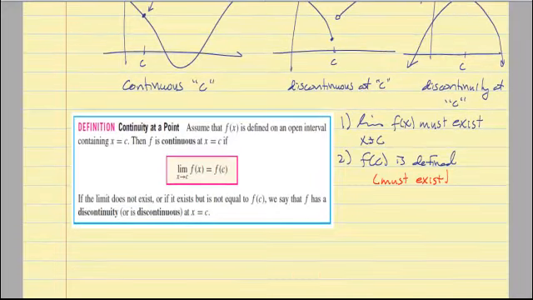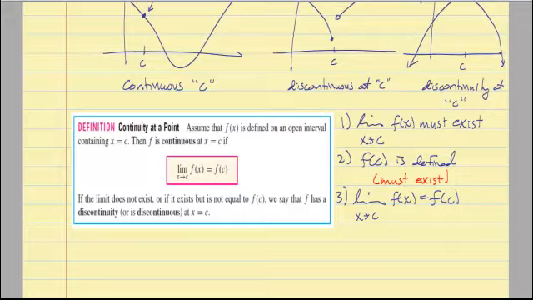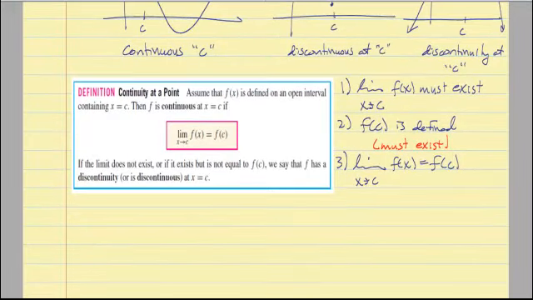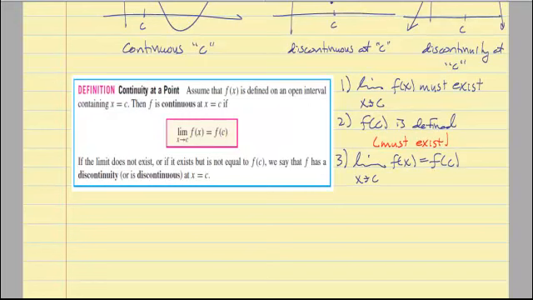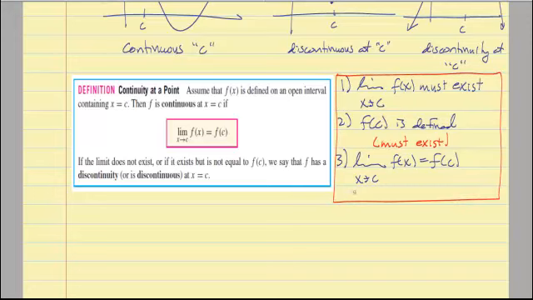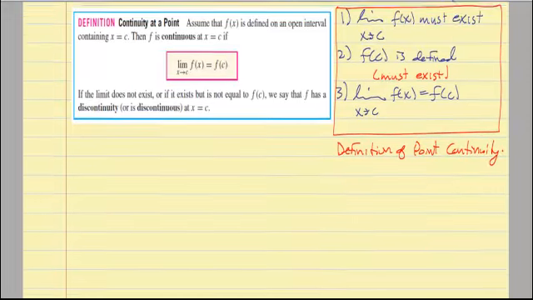And the third criteria that must hold true is parts 1 and 2 have to be equal. The limiting value must equal the functional value. So those are the three criteria that must hold. If these three criteria do not hold, then that means I have a discontinuity at a point. So these are the three things that you need to remember for the definition of point continuity. And you will definitely need to know this for tests and quizzes. So let's go ahead and look at some examples. That's usually the best way to get started to try and explain these.